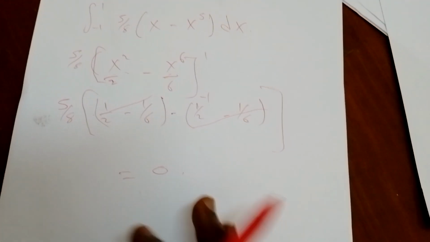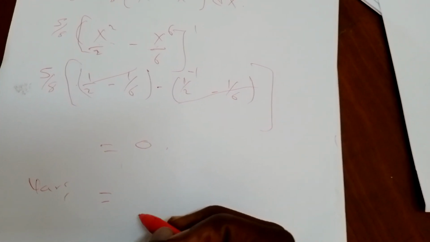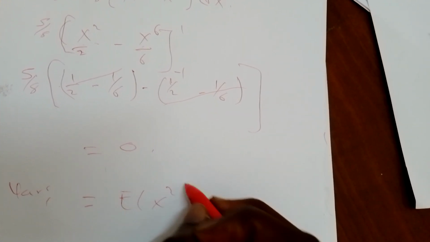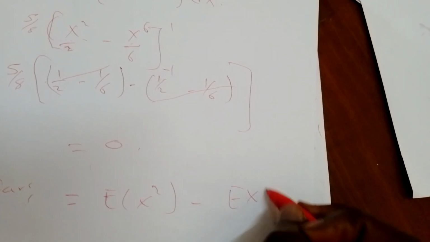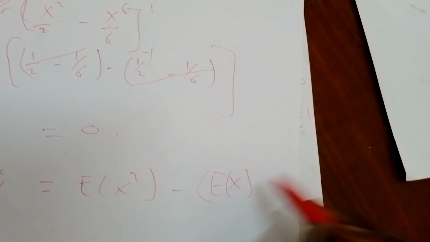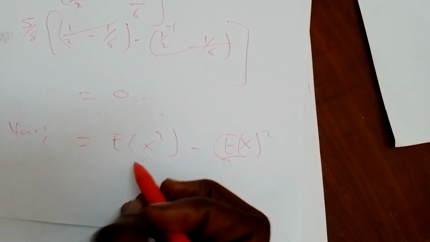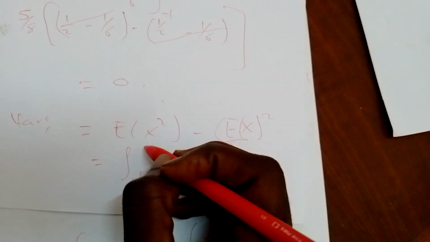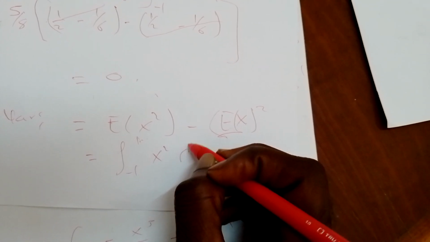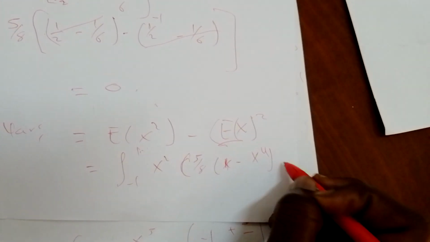And then from here they can ask you to find your variance, right? So to find your variance will be basically E of x squared minus E of x all squared. This is your mean, which is 0. So you can come here to find this. With this one, you solve it with the formula again. That will be the integral from minus 1 to 1 of x squared times f of x, which is 5 on 8, 1 minus x to the 4, dx.